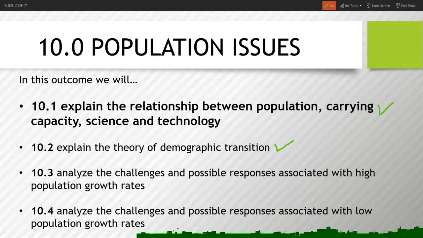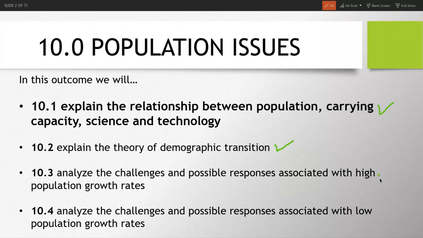In 10.3, we will analyze challenges and possible responses associated with high population growth rates. So some countries, their populations continue to grow at a fairly high rate. They will no doubt experience some problems because of that. And we will get into what some of those problems are and attempts made globally to address those problems.